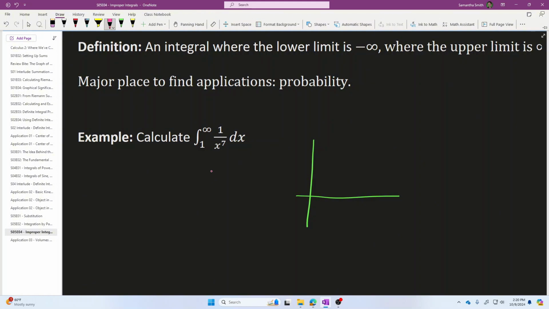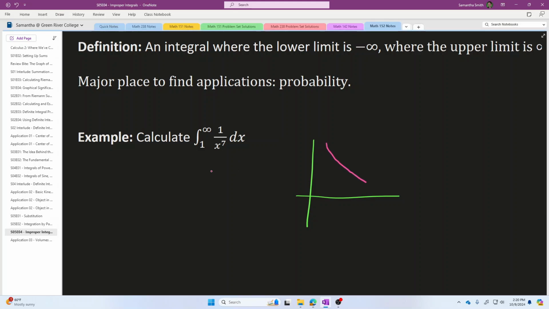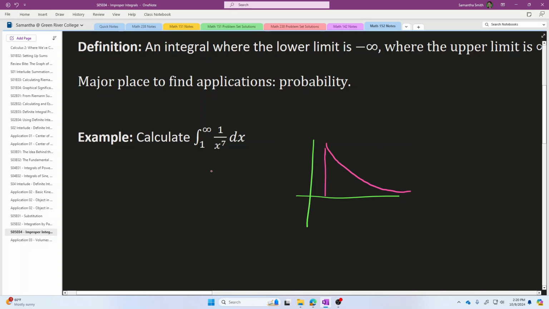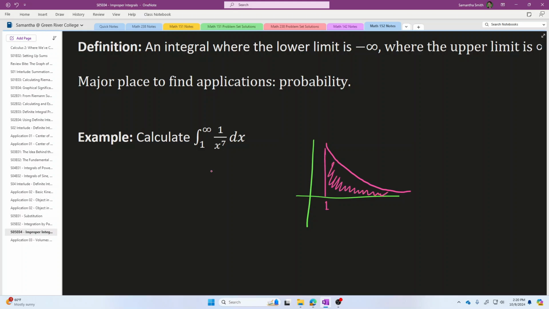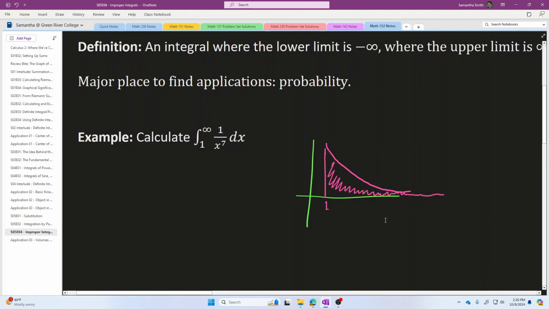And what an improper integral allows us to do is to calculate net areas for the entire right portion of the graph, all the way from 1 up to infinity. Just keep calculating net area off into the horizon for as far as the graph goes.